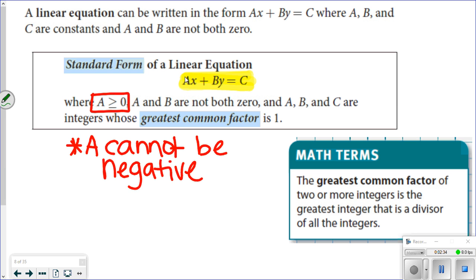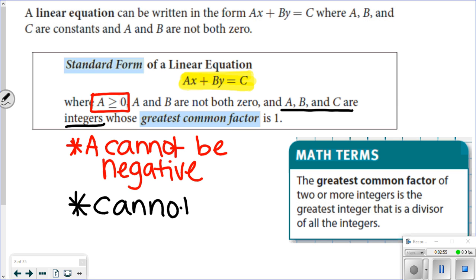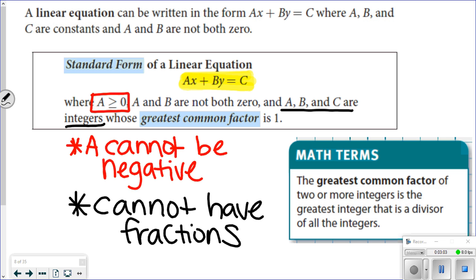A and b are not both 0 at the same time because they would be gone and we wouldn't have an equation. And another rule is that a, b, and c are integers or whole numbers whose greatest common factor is 1. So what that means is we cannot have fractions when it's written out in standard form. Now you know we can have fractions in point slope and slope-intercept form because usually our slope is rise over run, and if it doesn't reduce, it stays as a fraction.